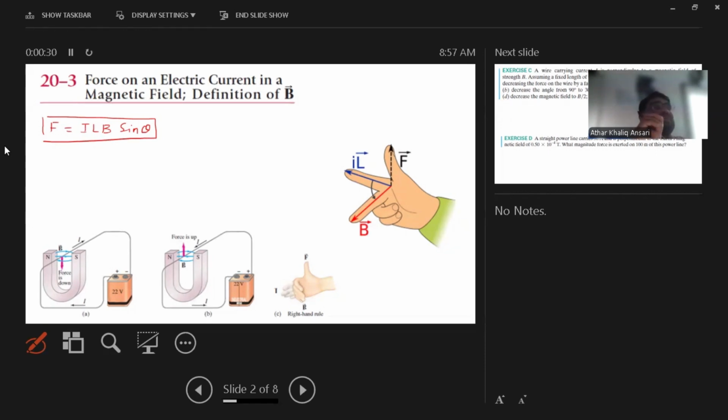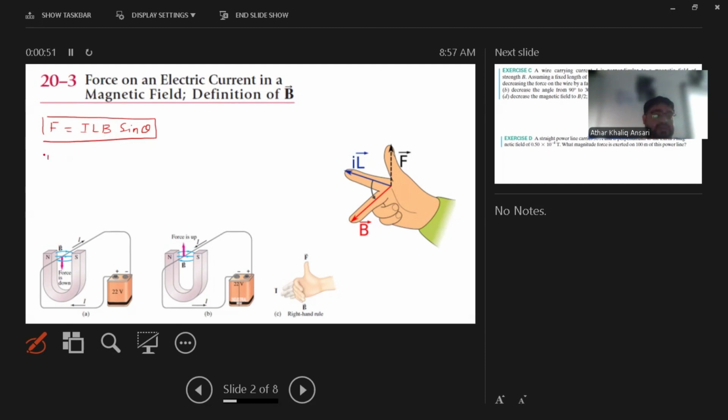I is the current through the wire. L is the length of the wire that is inside the magnetic field. B is the strength of the magnetic field, and sine theta is the angle between the magnetic field and the length of the wire. That is it.